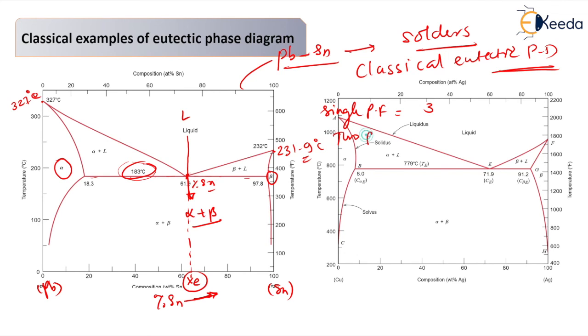Two phase fields, again we are having alpha plus liquid, beta plus liquid, and alpha plus beta, three. So dear students, if you go on interpreting this diagram and we are trying to apply this phase rule at this point, that is eutectic point, say E as our eutectic point. So at the eutectic point, what is our phase rule?